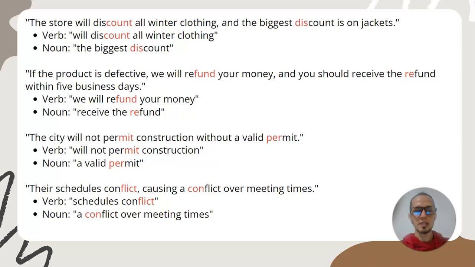The city will not permit construction without a valid permit. Verb, will not permit construction. Noun, a valid permit. Their schedules conflict, causing a conflict over meeting times. Verb, schedules conflict, and noun, a conflict over meeting times.